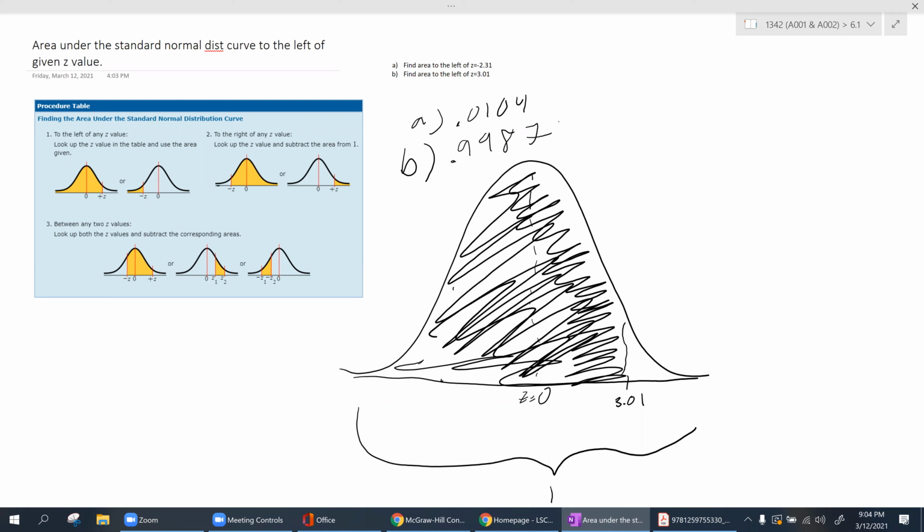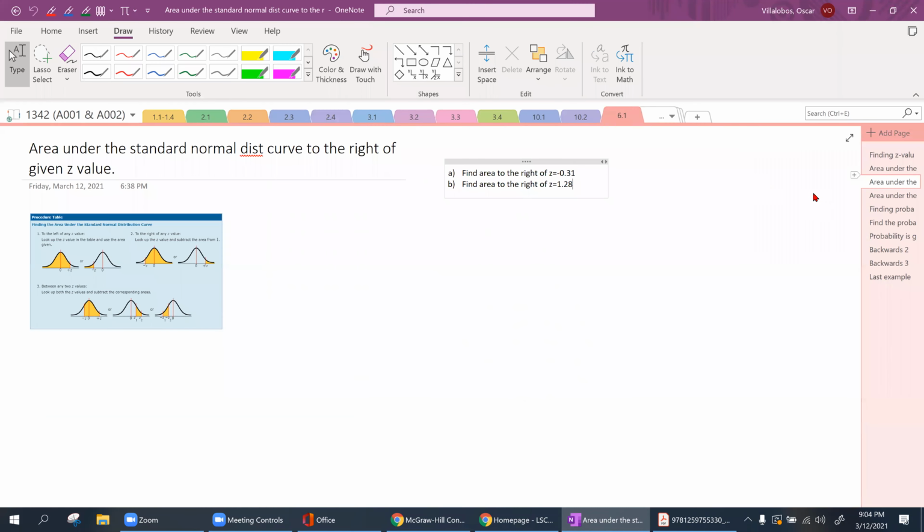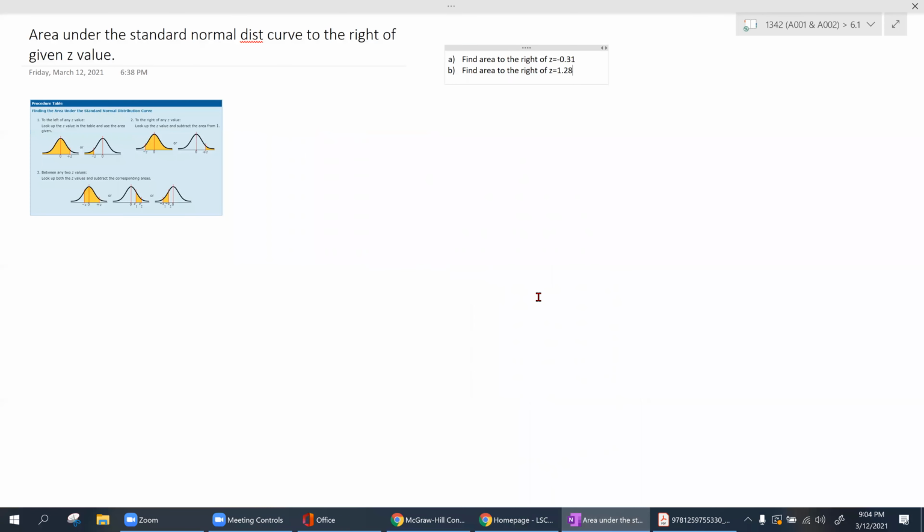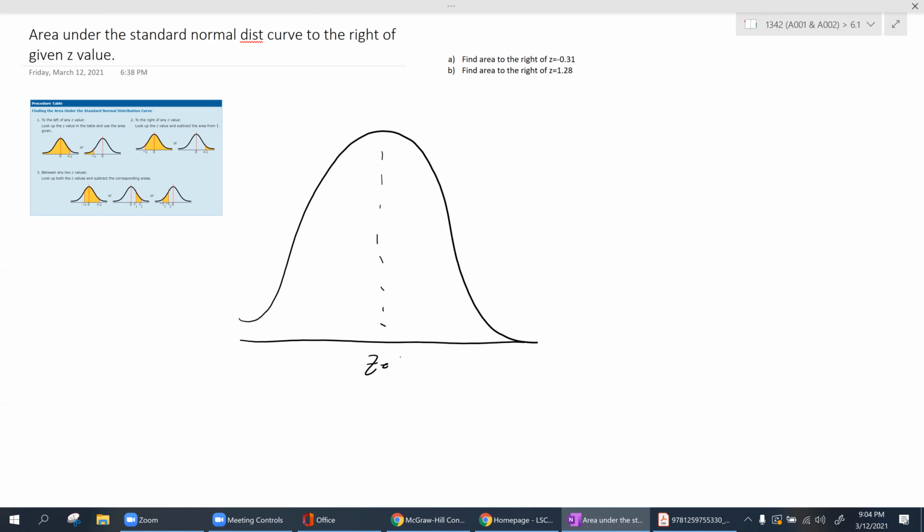Something very close to 1, because it's very close to the farthest edge on the right, and it's greater than a half. So that's how you find areas to the left of Z. We mentioned finding areas to the right. So one thing I'm going to go ahead and do is find the area to the right of negative 0.31. I want all of this.